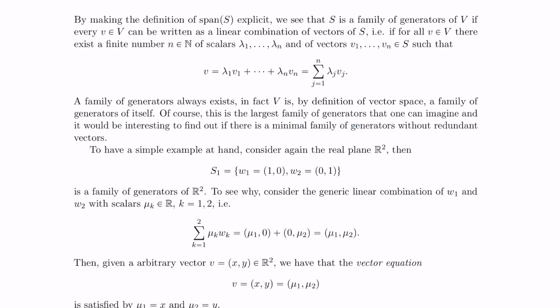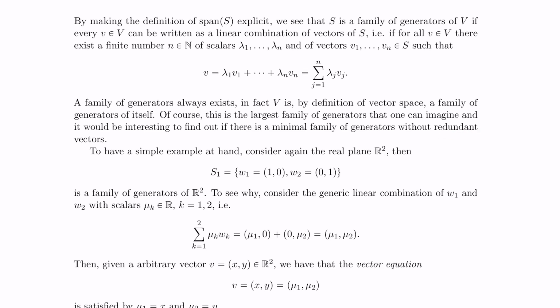A trivial family of generators always exists. In fact, V itself is a family of generators. However, this is of course the largest possible family of generators that one can imagine. Instead, as we are going to see throughout the course, what is really interesting in linear algebra is to search for the minimal family of generators in such a way that we can avoid considering redundant vectors.